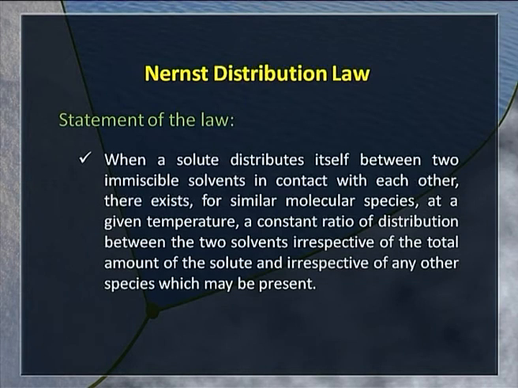The statement of the law. When a solute distributes itself between two immiscible liquids in contact with each other, there exists for similar molecular species at a constant temperature a constant ratio of distribution between the two solvents, irrespective of the total amount of the solute and irrespective of any other species which may be present.